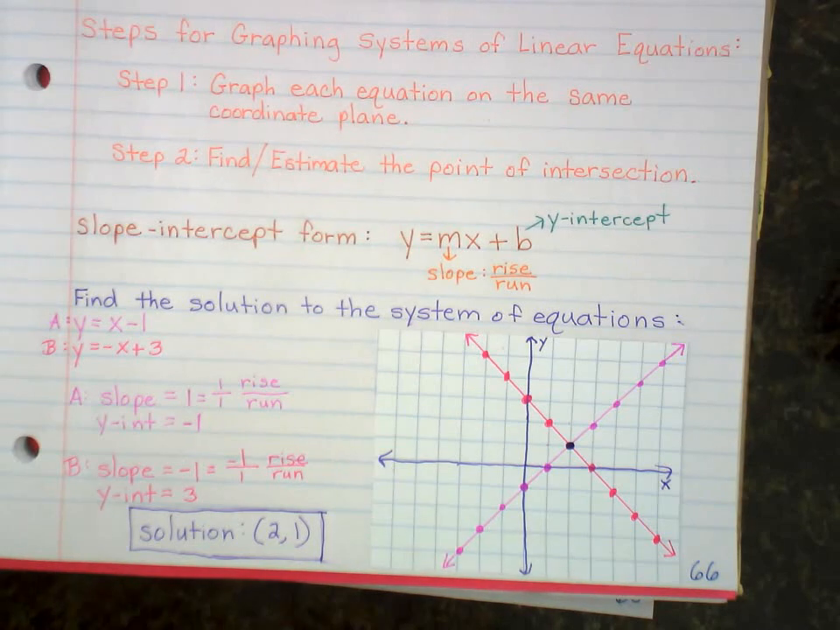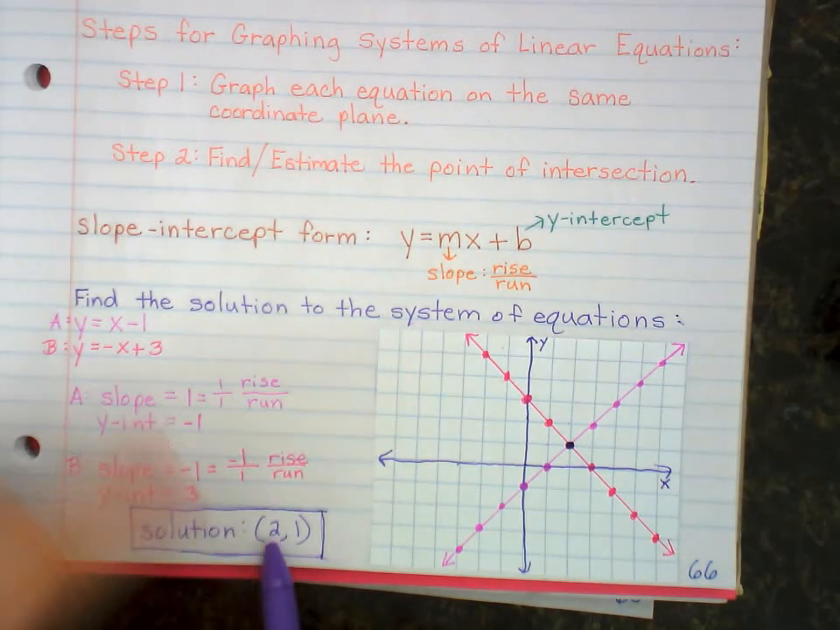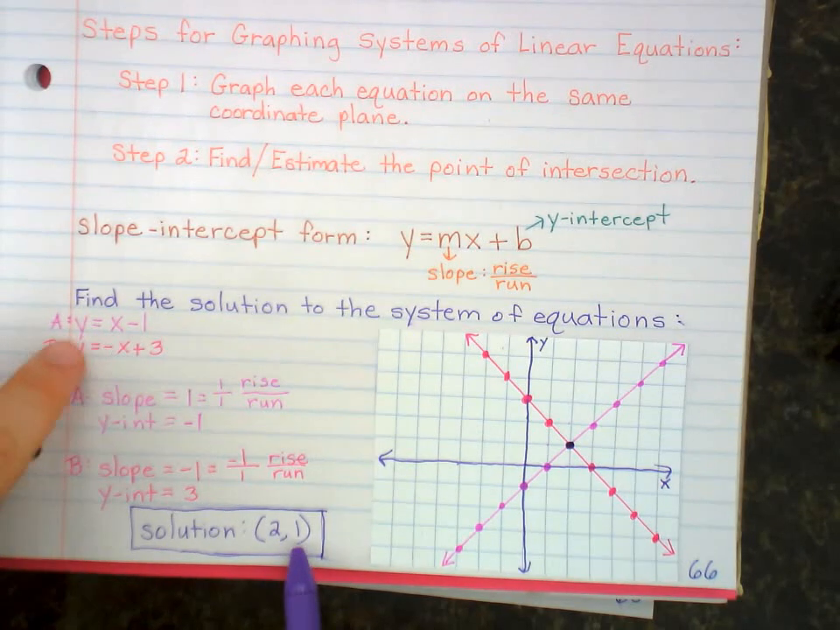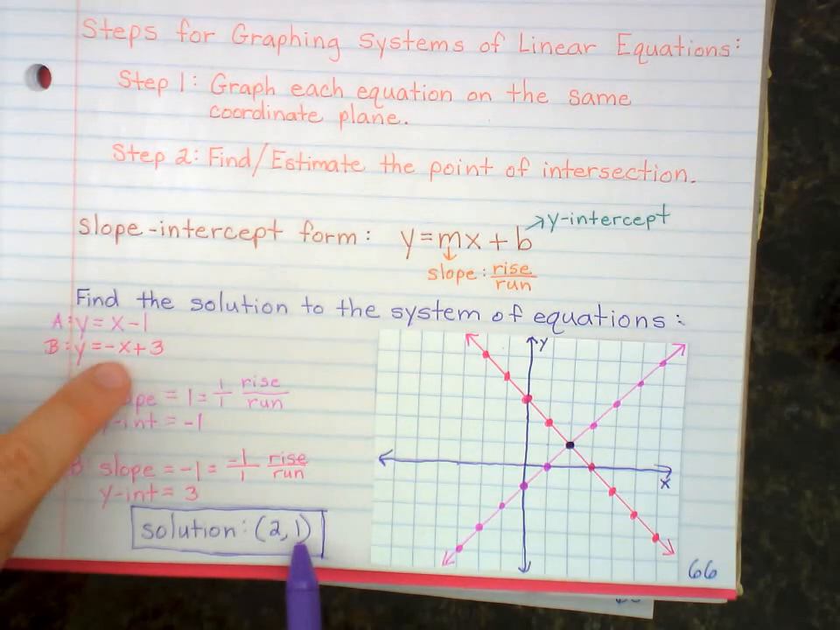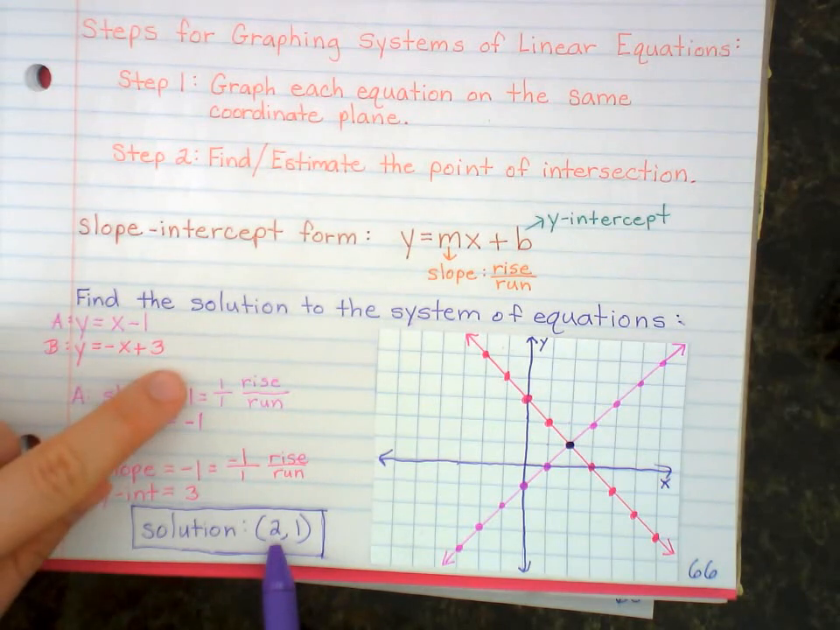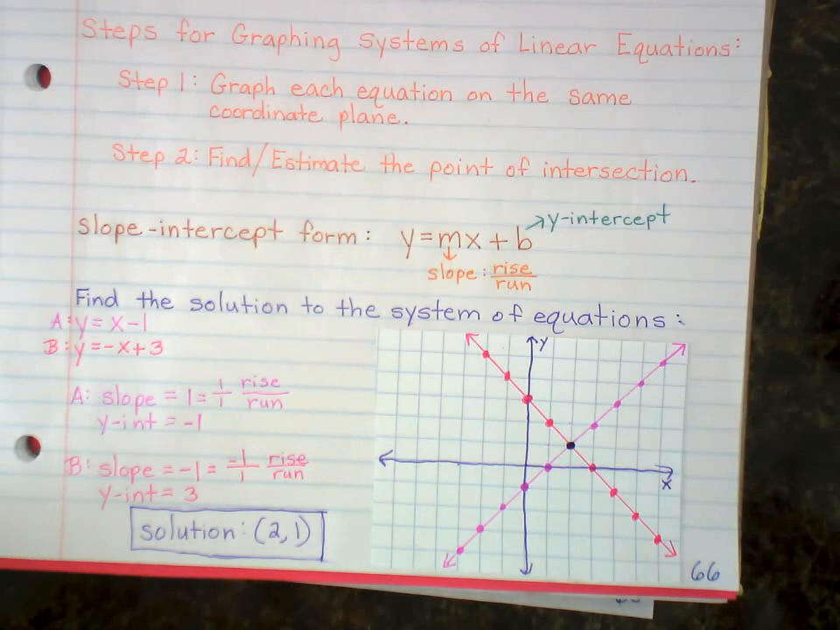How could you check that? Plug it in. So we plug in 2 for x and 1 for y. 2 minus 1 is 1? Yes. Okay, 2 for x. Negative 2 plus 3. What is negative 2 plus 3? Positive 1. So that's how you can check it quickly to make sure it works.